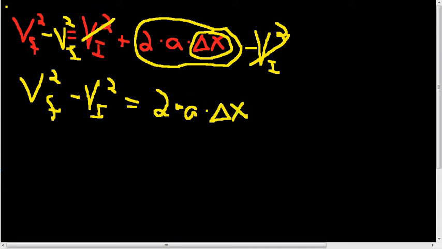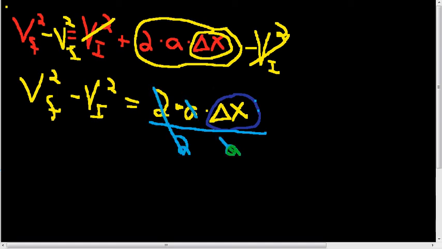Okay, continuing on. We still want to get this variable right here by itself. I'll switch to a different color, that looks a little bit hard to see. Maybe something a little bit lighter. There we go. We want to get this delta x by itself. Since it's being multiplied by this 2 and this a, the best way to get rid of them is to divide them away. 2 divided by 2 is 1. A divided by a is 1, so we'll have 1 times delta x. In other words, all this cancels out.